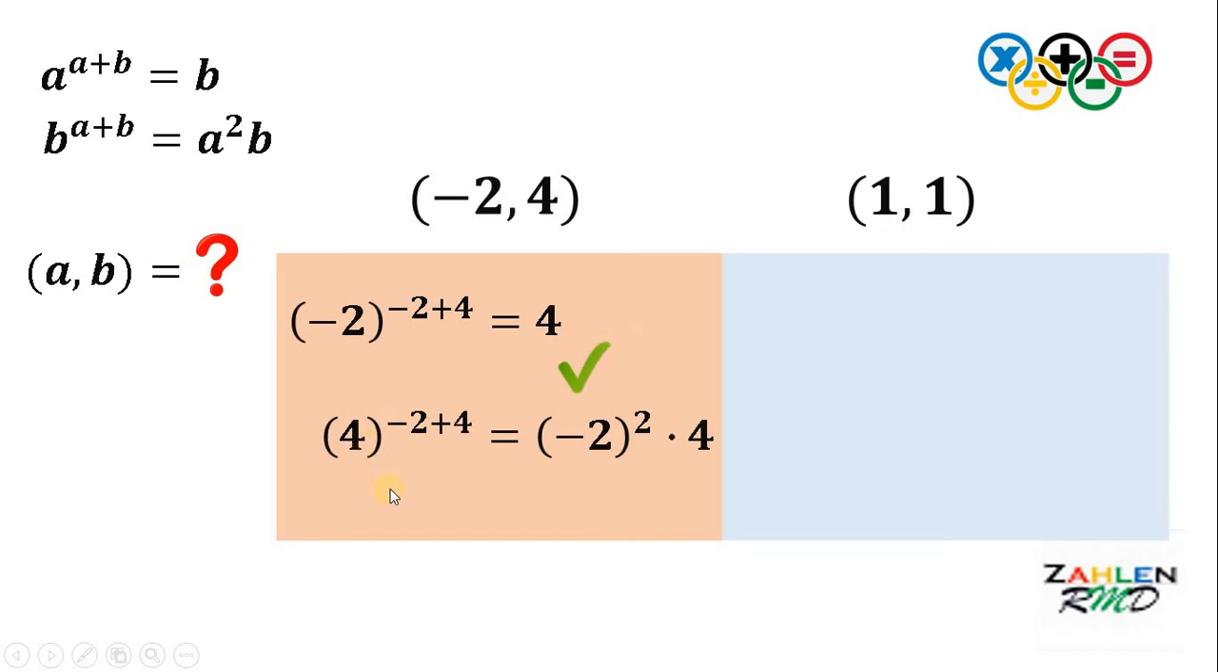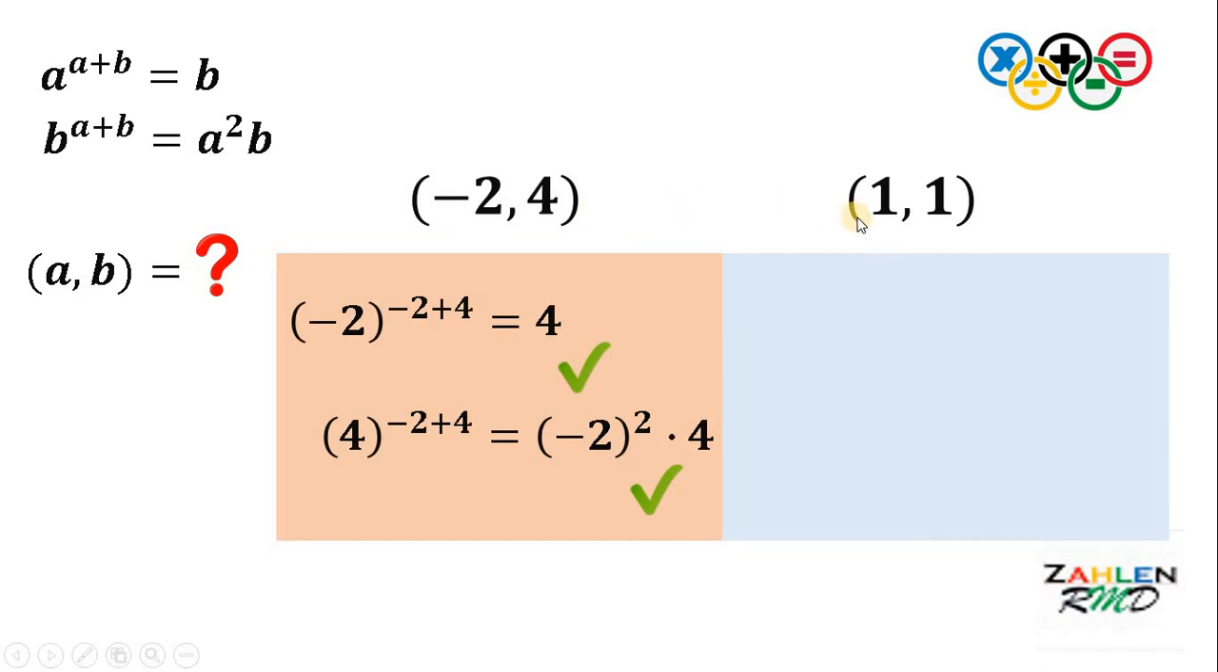And on the second equation, we have negative 2 plus 4 or simply 2. 4 raised to 2 is 16. Now on the right side, we have negative 2 raised to 2 or simply 4. 4 times 4 will give us also 16. Therefore, the second equation also satisfies. It follows that negative 2, 4 is indeed a solution.